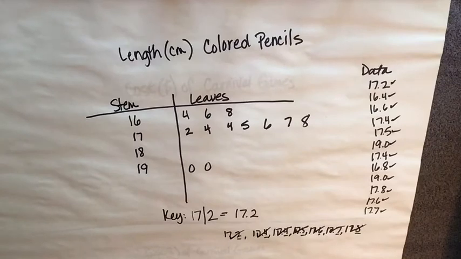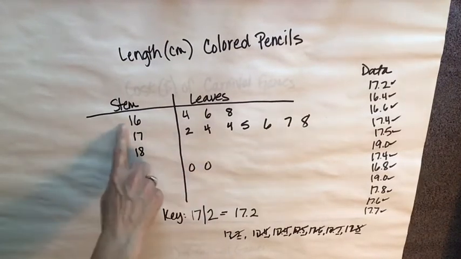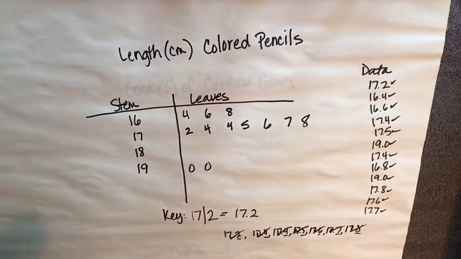I could also ask you, what's the difference between the longest pencil and the shortest pencil? Well, the longest pencil is 19 centimeters and the shortest is 16 4/10 centimeters long. So to find the difference, I would subtract.